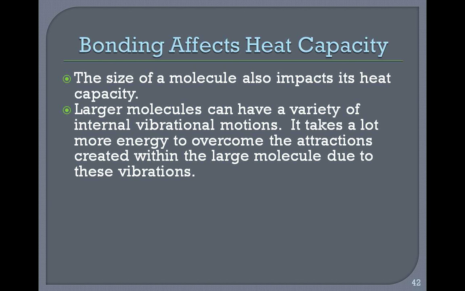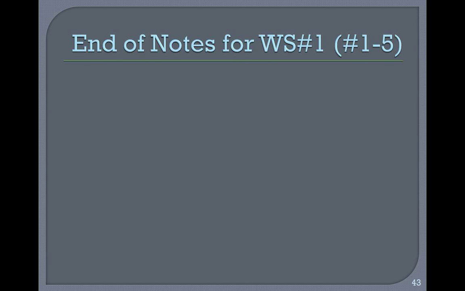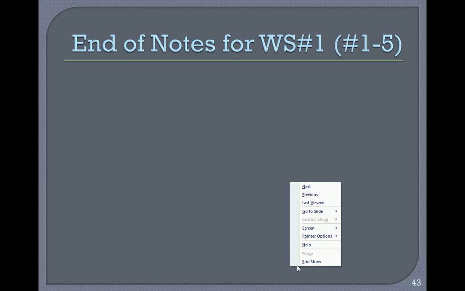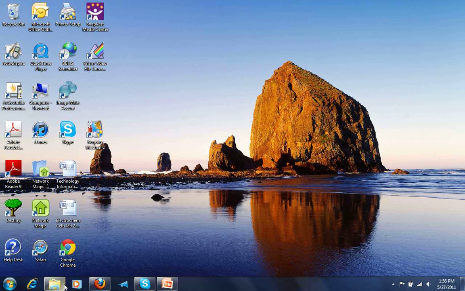The size of a molecule also impacts its heat capacity. Larger molecules can have a variety of internal vibrational motions. It takes a lot more energy to overcome the attractions created within a large molecule due to these vibrations. Hydrogen bonding is a very strong attraction between hydrogen and other atoms, specifically nitrogen, oxygen, and fluorine. If a molecule exhibits hydrogen bonding, it takes a lot more energy to overcome this attraction. Water is the perfect example of hydrogen bonding.